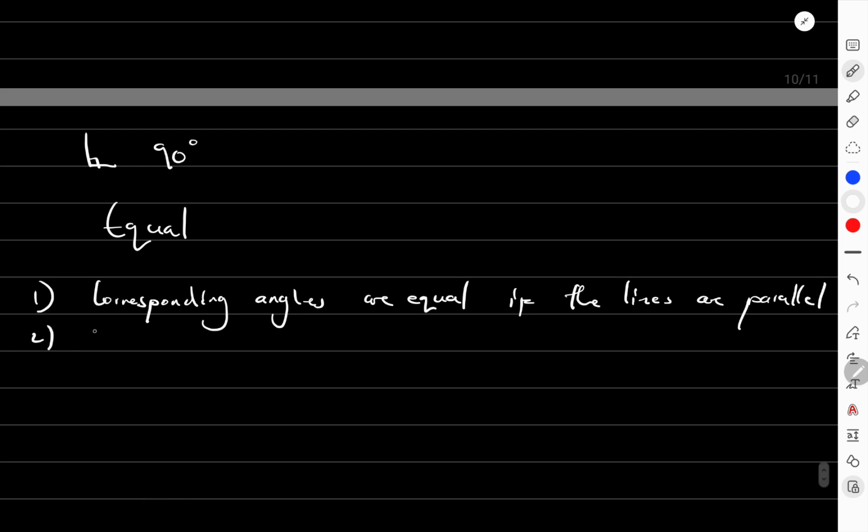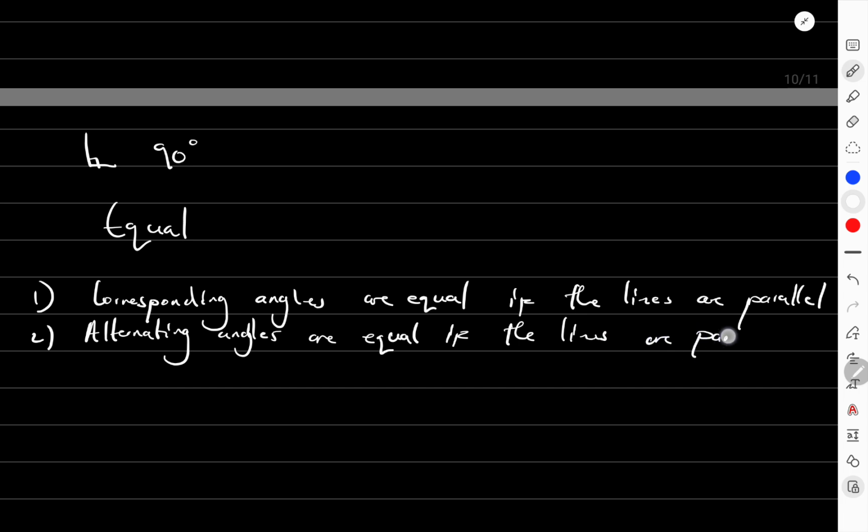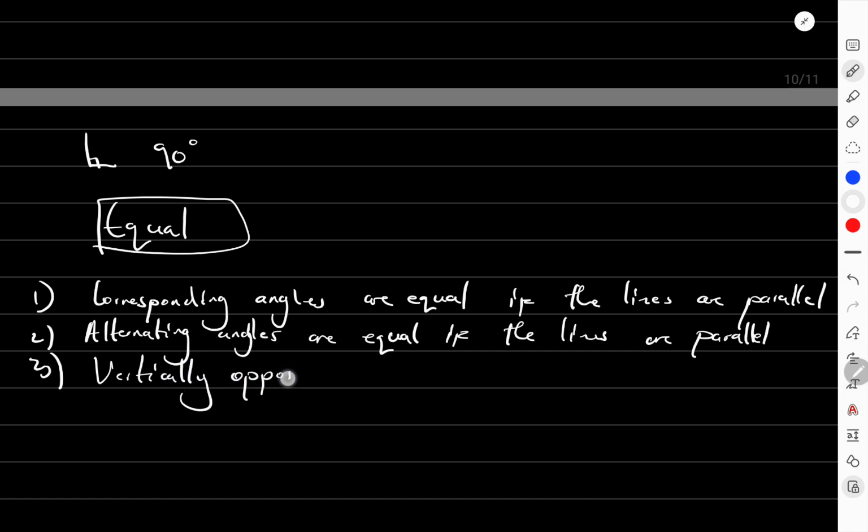Number two, we spoke about alternating angles. Now, alternating angles are equal if the lines forming those alternating angles are parallel. Now, the last one, the last equal, it is number three. We have vertically opposite angles are equal. Vertical opposite angles are equal.